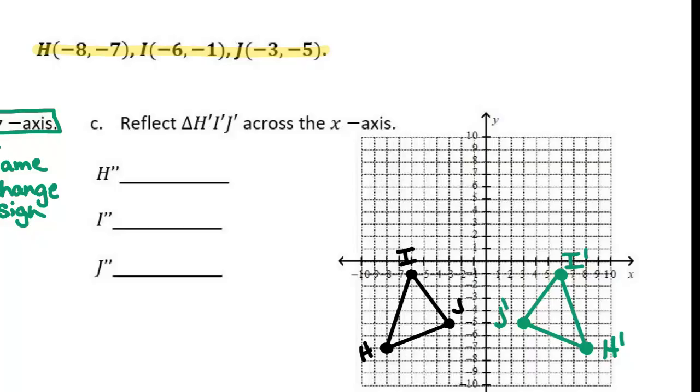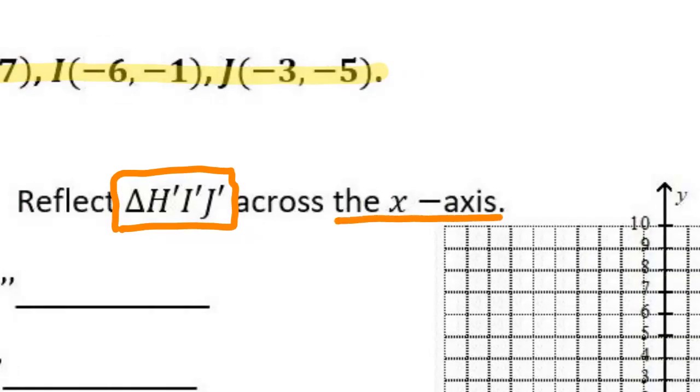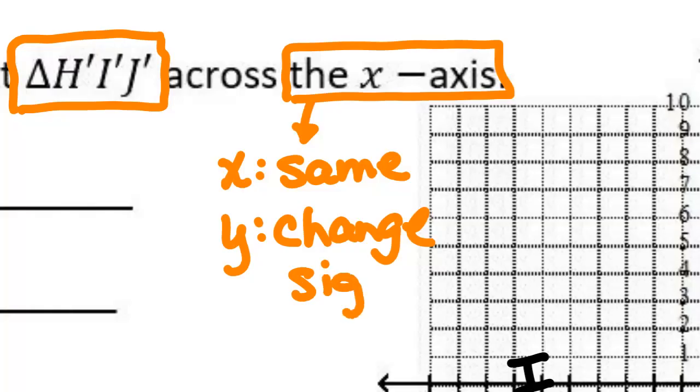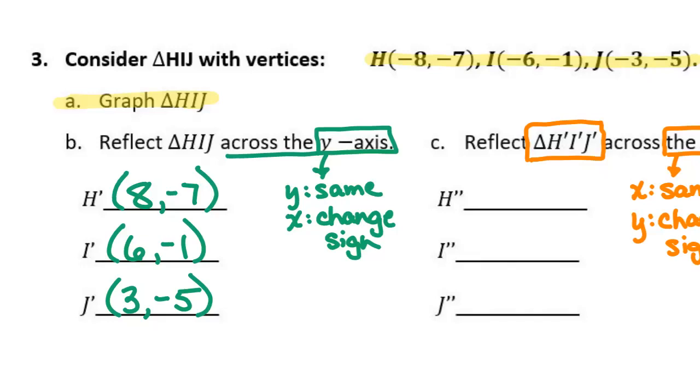Now we're going to take all of those points that we just reflected. We're going to take triangle H prime, I prime, J prime, and we're going to reflect it across the x-axis. So now x will stay the same, and y will change signs. So if H prime is 8, negative 7, what will H double prime be?